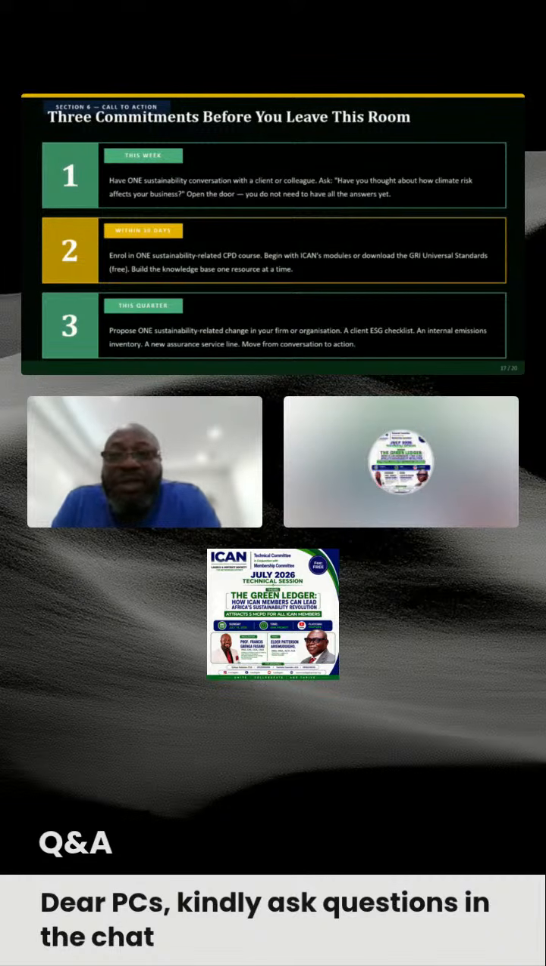So, three commitments before we leave this room. This week, try and have one sustainability conversation with a client or a colleague. Ask them, have you thought about how climate risk affects your business? That opens the door. You do not need to have all the answers yet. All you need to do is to sensitize your client or your colleague: look, have you thought about this? Have you thought about that?